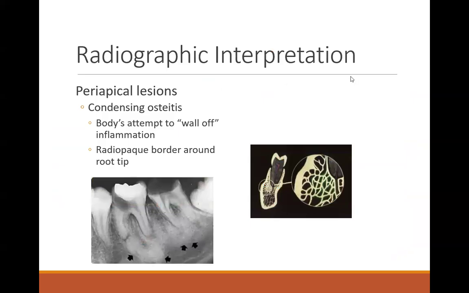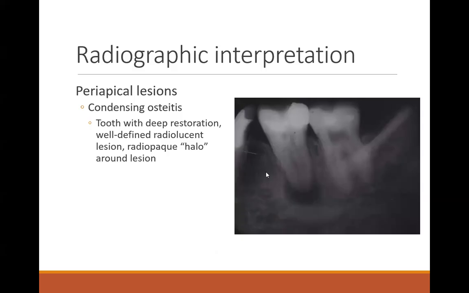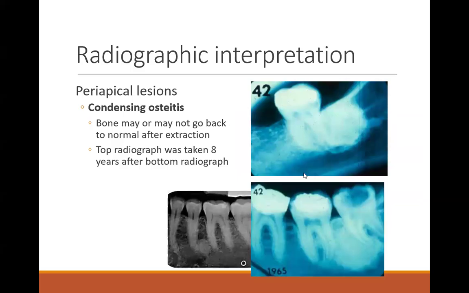So for radiographic interpretation of these lesions, we might see condensing osteitis around the apex. Again, that's the body's attempt to wall off the inflammation. It looks like a radiopaque border around the root tip. You can see in this cross section the bone just becomes denser. Here are some more pictures of that condensing osteitis that may or may not happen around a periapical lesion. And you can see some more.